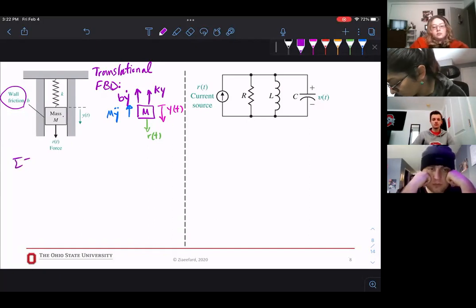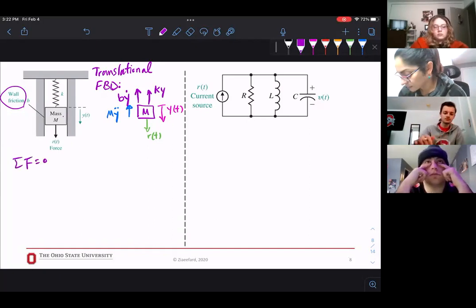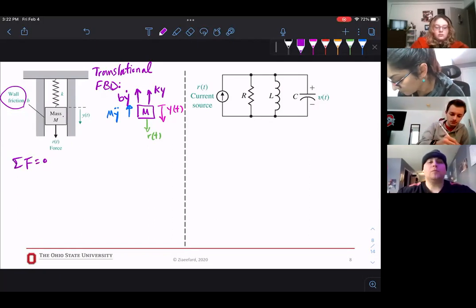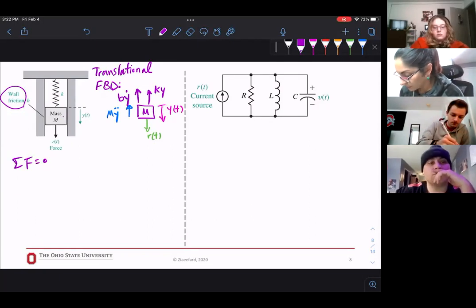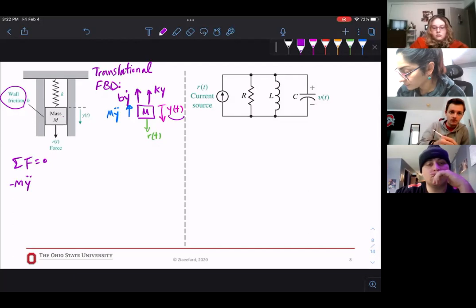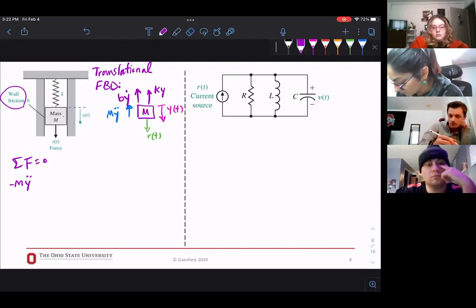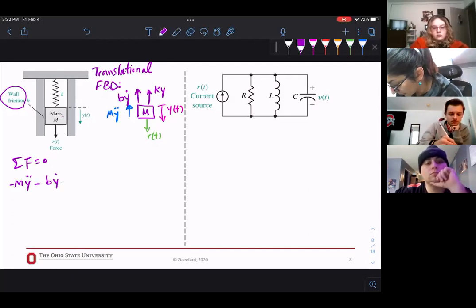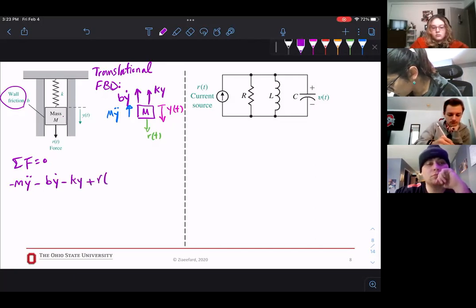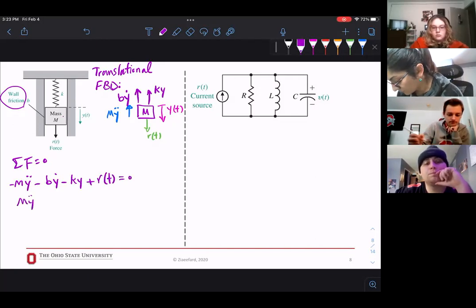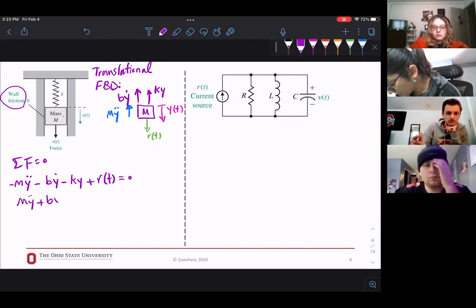So sigma F equal to 0, or we can say sigma F equal to my double dot. Here, negative my double dot, because it's in the opposite direction of my displacement. Negative by dot, negative ky, positive plus RT because it is in the direction of the displacement. Now, if I organize them, my double dot plus by dot plus ky equal to RT.